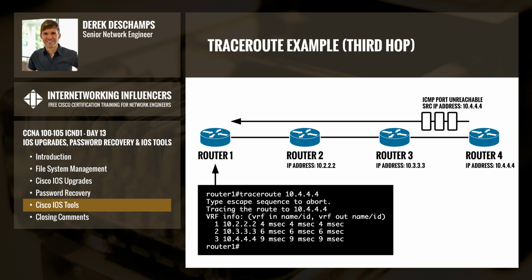Router 4 would then send 3 ICMP port unreachable messages back to router 1 to let router 1 know that the packets had been discarded. The source address of the ICMP port unreachable messages would identify router 4 as the final destination.